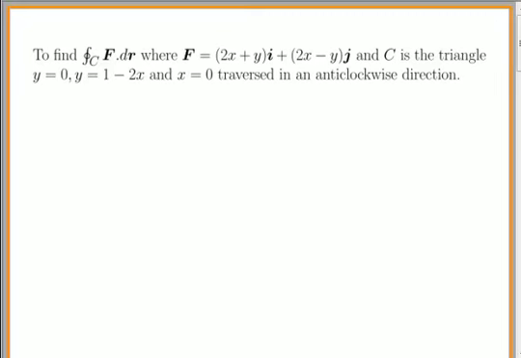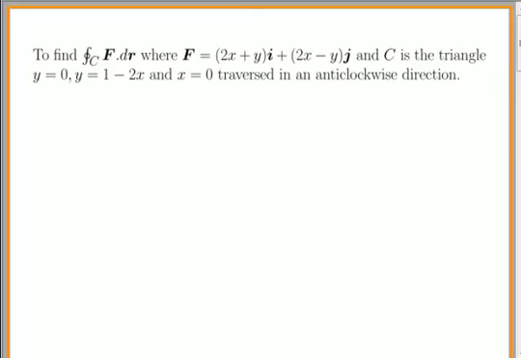We're going to find the line integral of F dot dr along the curve C, where F is the vector field (2x plus y)i plus (2x minus y)j, and C is the triangle bounded by the lines y equals 0, y equals 1 minus 2x, and x equals 0, traversed in an anti-clockwise direction.